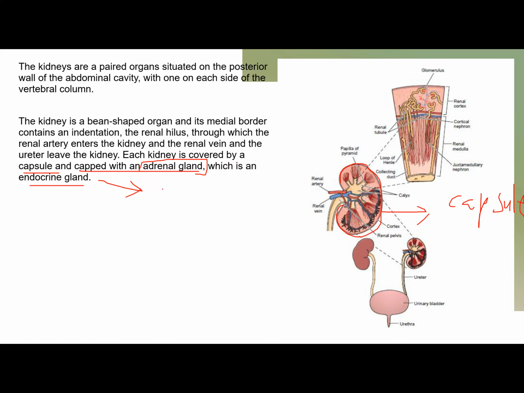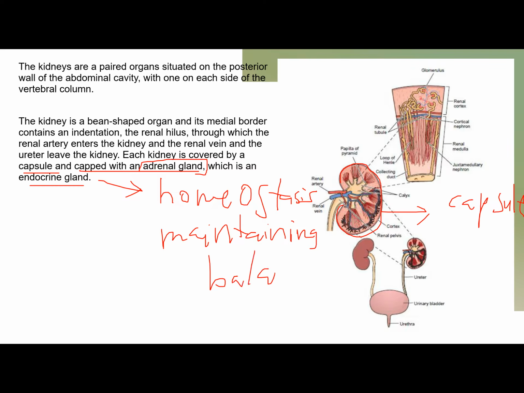Remember, one of the functions of an endocrine gland is for homeostasis. So when you say homeostasis, this is maintaining balance in the body. So if the homeostasis of your body is disrupted, there could be problems and that can lead to diseases.